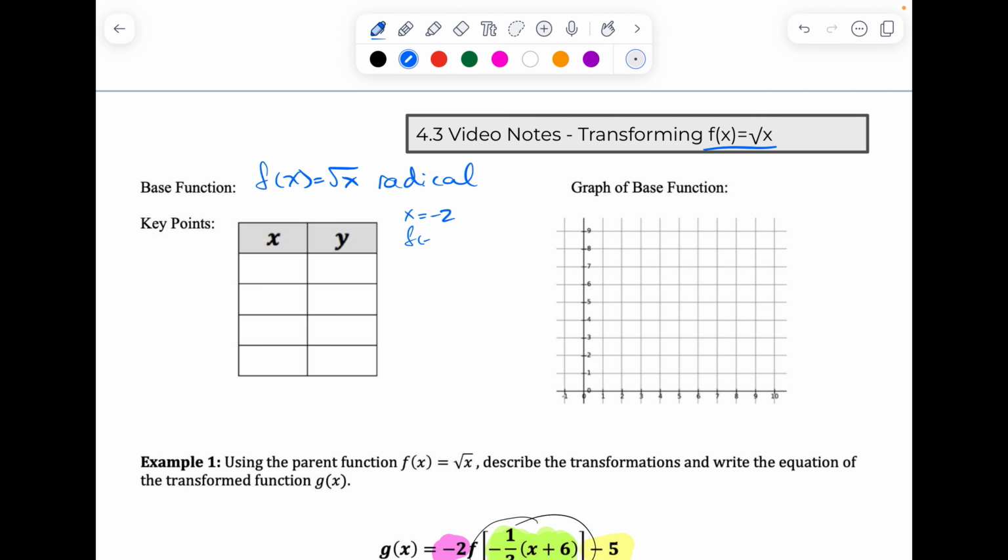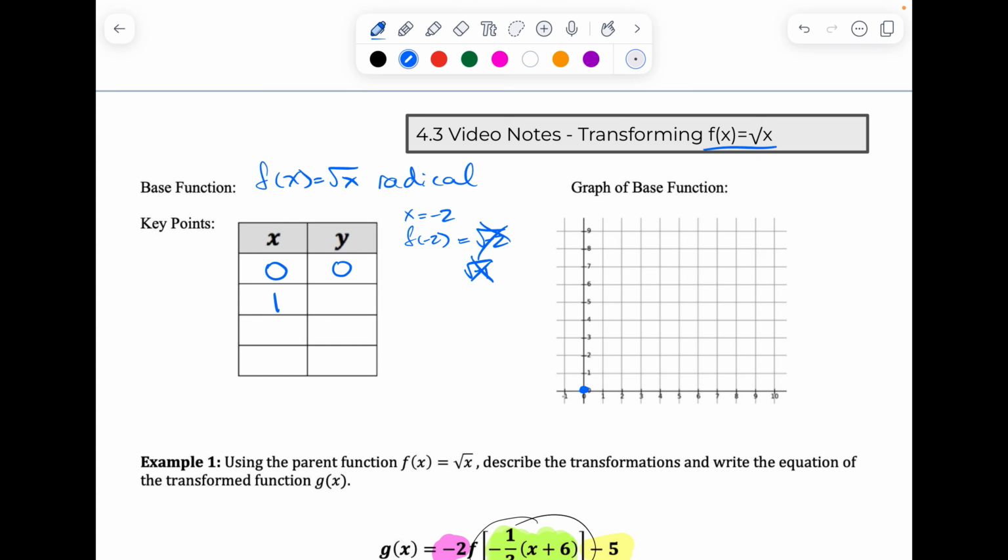Well, then when I go to f at -2 to get the y value, I get root -2. If you try that on your calculator, it doesn't work. Root -1 doesn't work either. You can't square root a negative number. So the first x value that we can actually use is 0. And the square root of 0 is 0. So we have a point at 0, 0.